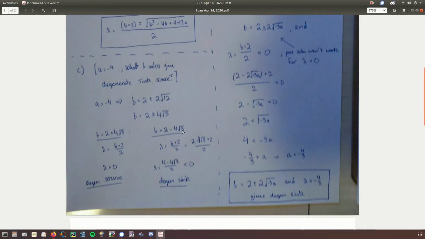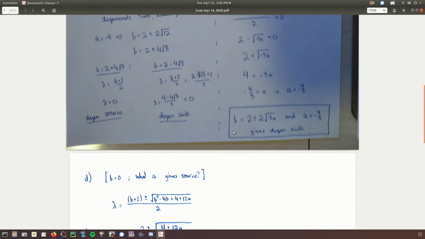And alternatively, if b is going to be 2 minus 4 root 3, I can see that that's going to give me 4 root 3 is bigger than 4. So 4 minus 4 root 3 is negative, less than 0. So in that case, we should be getting a degenerate sink right there.